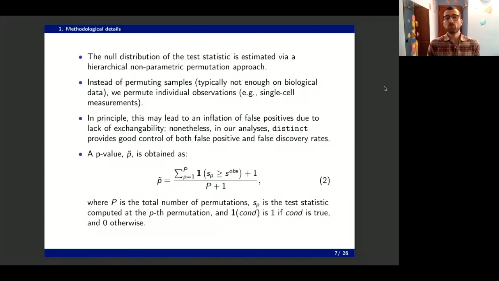Now, it's important to note that in principle, this may actually lead to an inflation of false positives because there is a lack of exchangeability. But we benchmarked this in simulated and real data sets, and in all cases, it has good control of false positive and false discovery rates. Then, once you have computed your permuted statistics for your P permutations, computing a p-value is trivially obtained by counting how often your permuted statistic S_p is greater than the observed statistic.